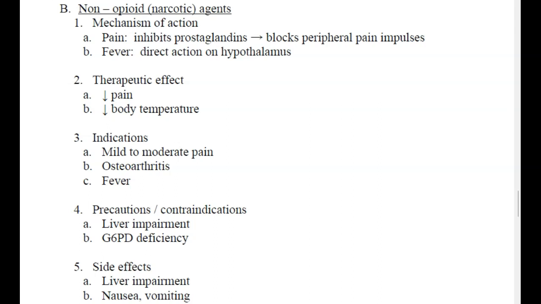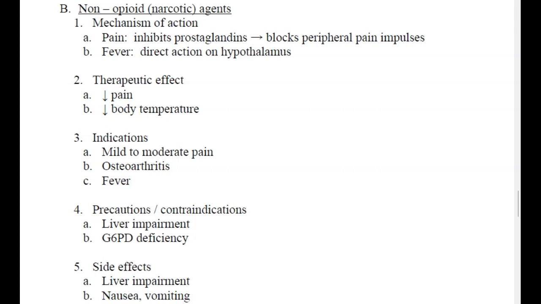The mechanism of action depends on what we're talking about. As we know, this medication treats pain and fever. For pain, it inhibits prostaglandins, therefore it blocks the peripheral pain impulses. So that's how it helps with pain.